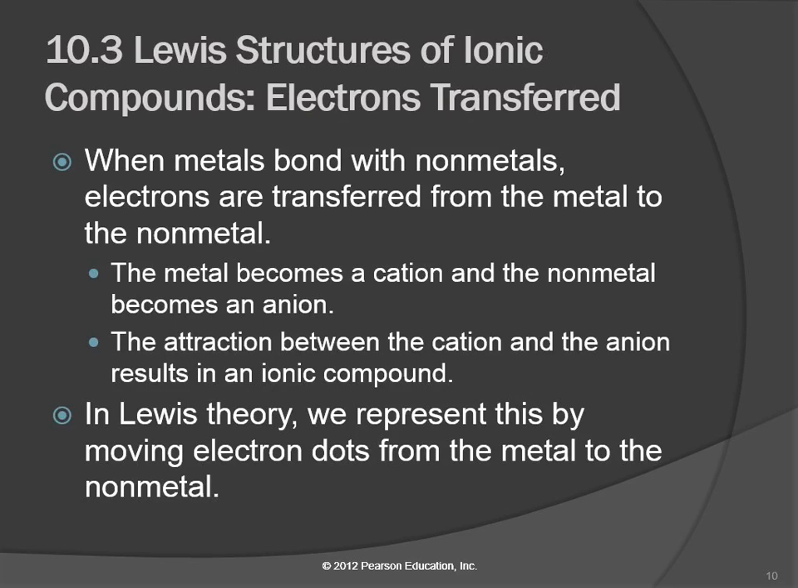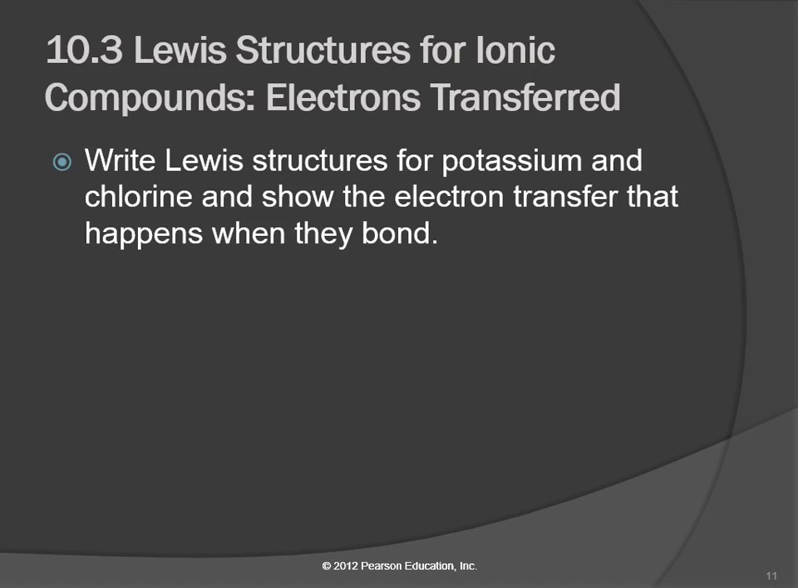So Lewis theory represents this by doing what I just did, moving the electron dots from the metal to the nonmetal. So let's look at potassium and chlorine and show how that would happen. So potassium is K and has how many valence electrons? 1. And chlorine has how many valence electrons? 7.